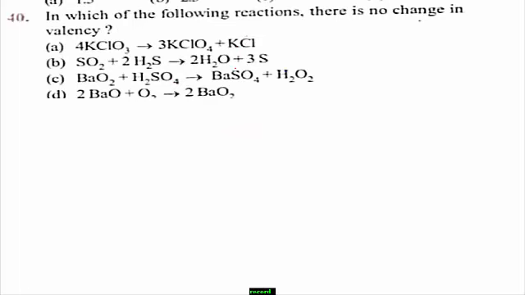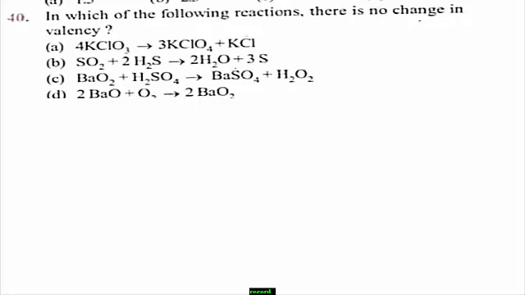Next, question number 40. In which of the following reactions is there no change in the valency? Option A, 4 KClO3 gives 3 KClO4 plus KCl. Option B, SO2 plus 2H2S changes to 2H2O plus 3S. Option C, BaO2 plus H2SO4 gives BaSO4 plus H2O2. And option D, 2BaO plus O2 gives 2BaO2. Which one is the right answer?